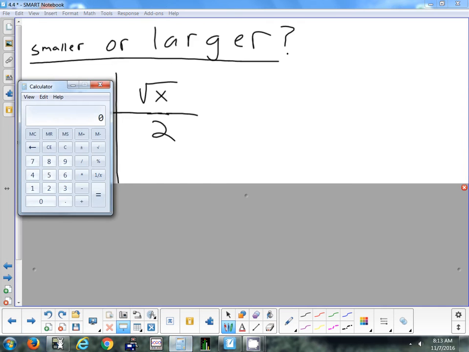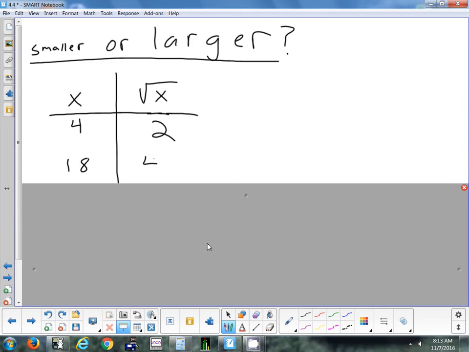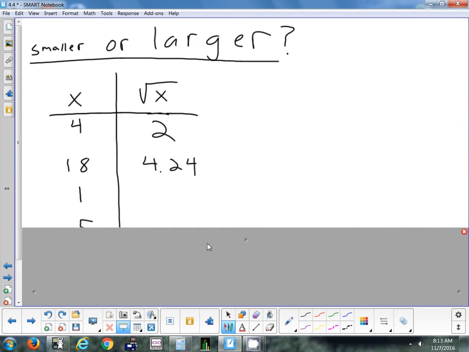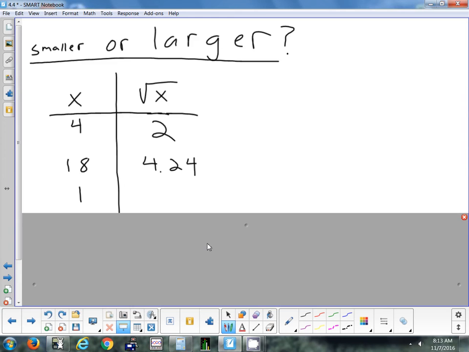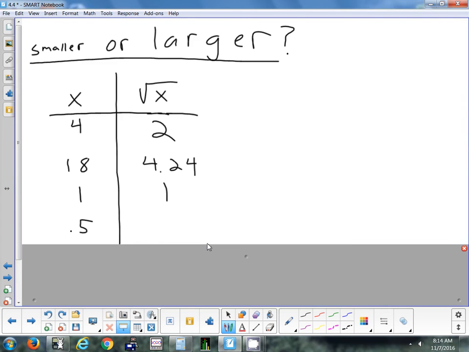Okay, square root of 18, 4.24. Did it get smaller or larger? Smaller. How about the square root of 1? So what happened there? It stayed the same. So it didn't get smaller.